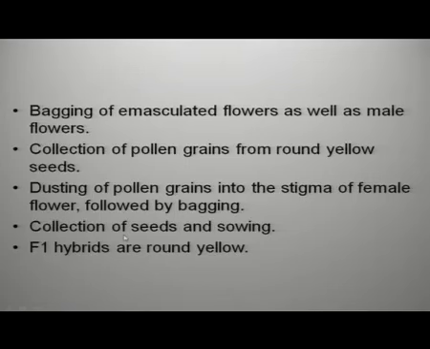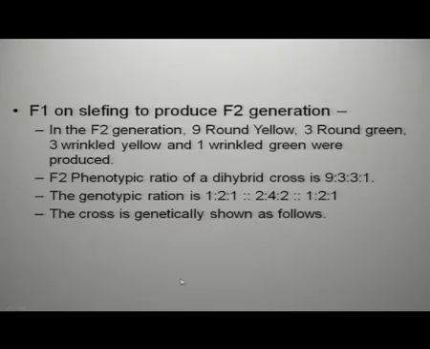When the seeds become mature, we collect the seeds and sow them to produce the F1 hybrids, and here all the F1 hybrids were round yellow in phenotype. In the next step, there is the production of the F2 generation by selfing of the F1 hybrid progenies.